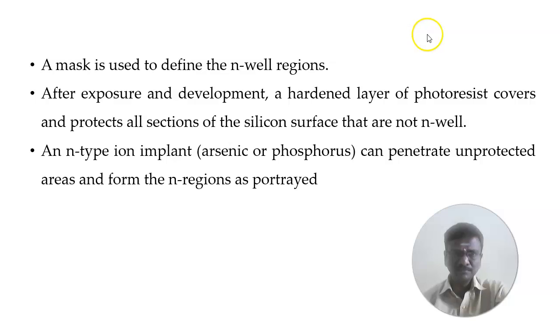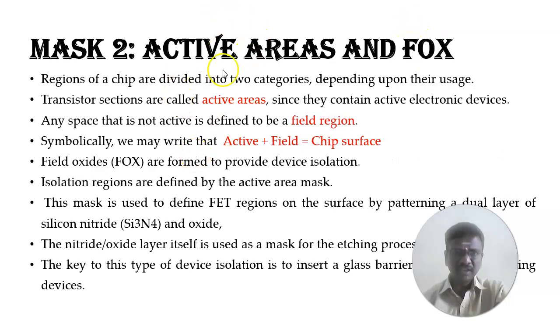In the second level, we are creating the active areas and FOX. FOX means field oxide regions. Actually, we have 2 different regions here. The regions of the chip are divided into 2 categories. One is active areas and the other is field regions. The combination of these 2, active plus field area, is totally called the chip surface.